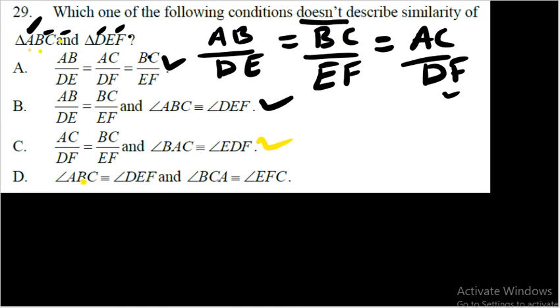Angle ABC is equal to DEF, correct, it's congruent. And angle BCA, try to see the pattern. When we say BCA, it has to be EFD. If we say BAC, it must be EDF. But it says something else here, which is wrong. So because of that, D doesn't work.